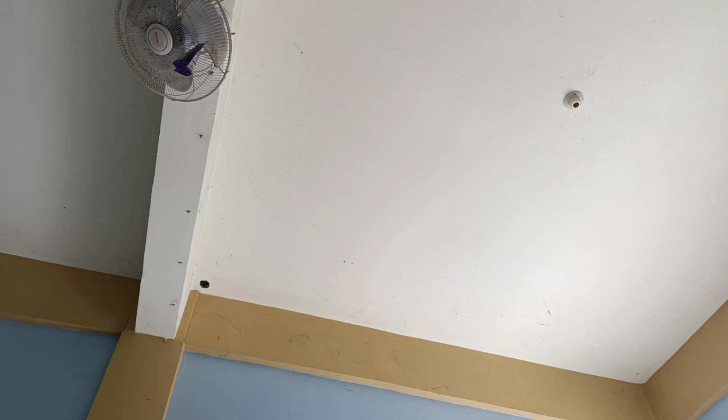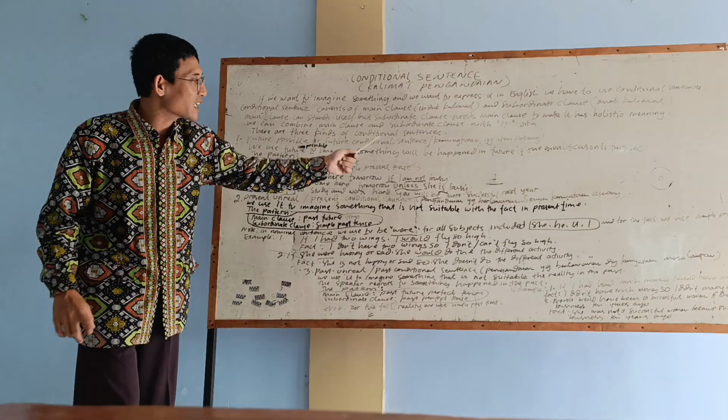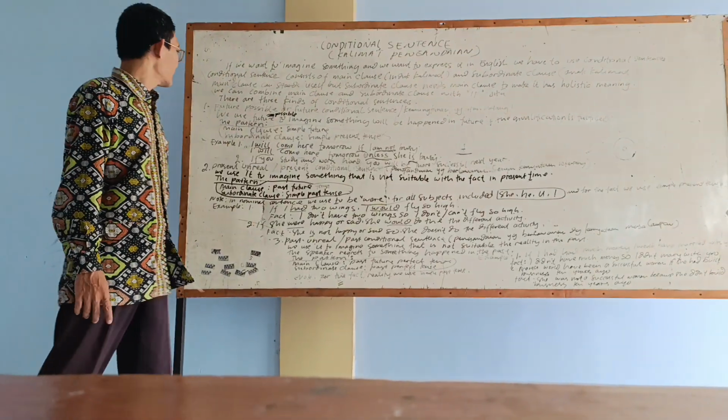Have you understood my explanation, guys? If you have understood, let's continue to the next. Come on. And remember, there are three kinds of conditional sentence. First, future possible or future conditional sentence, kemungkinan yang akan datang. Kemungkinan yang akan datang. Oke ya.